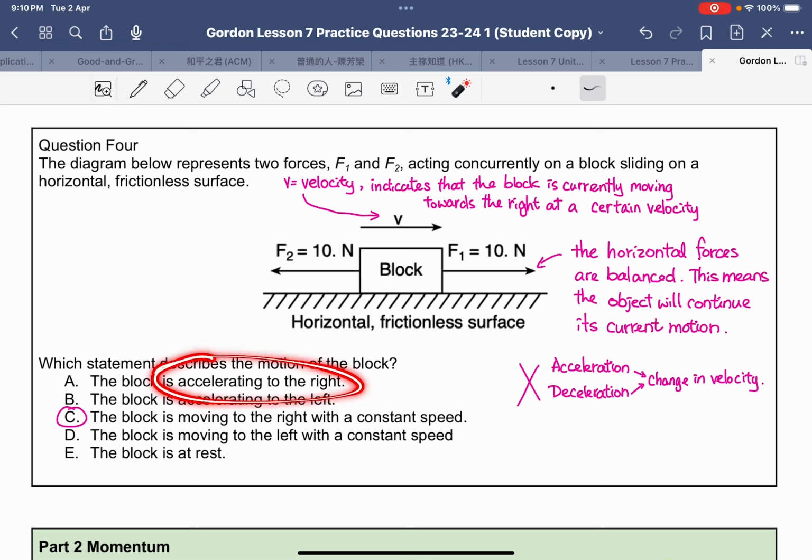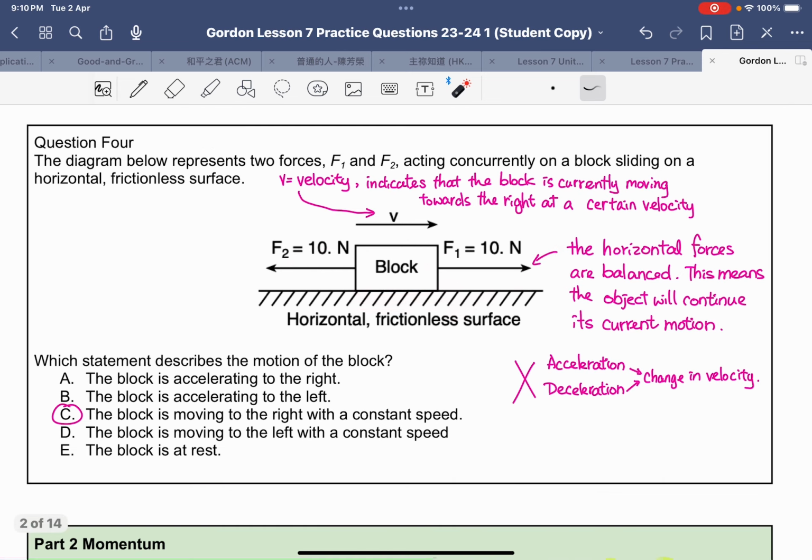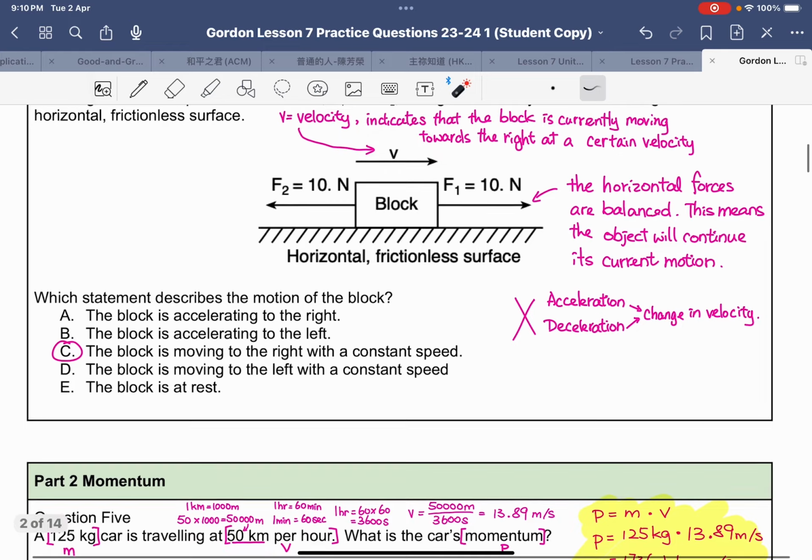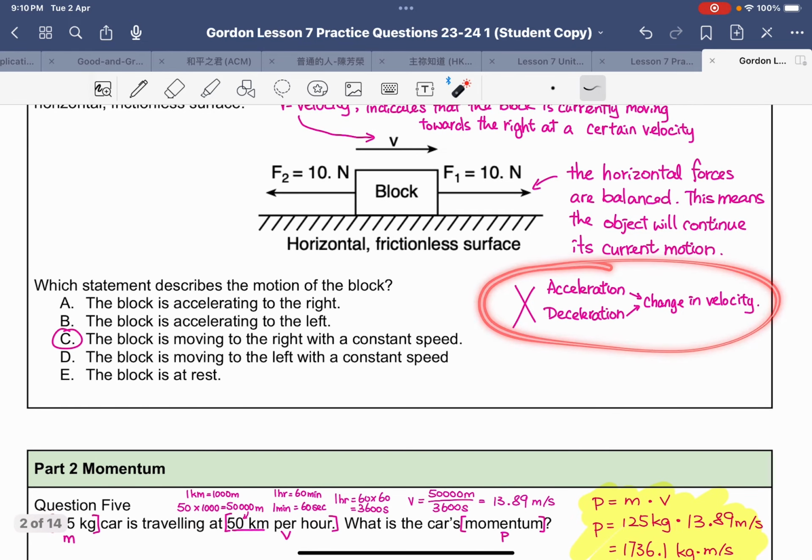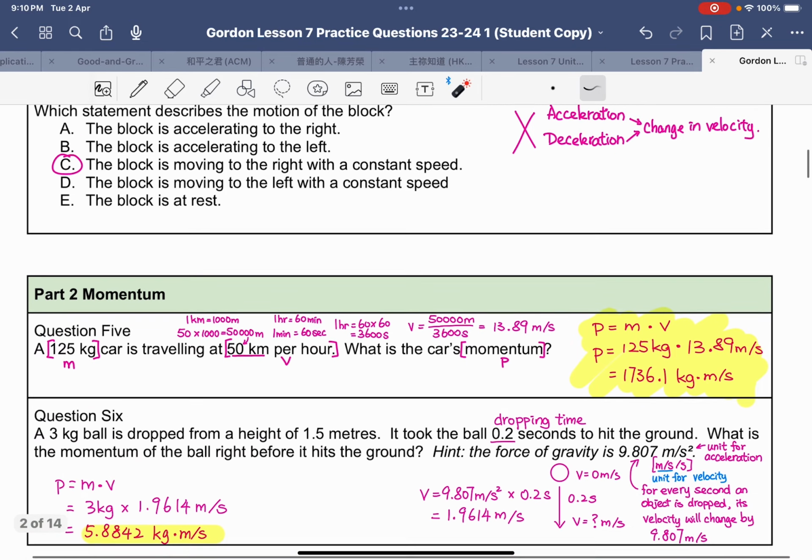If it was acceleration to the right hand side, what you'll see is a much larger arrow on this side and a much smaller arrow on this side. So the block will start to accelerate in this direction. But since the arrows are balanced, it is not acceleration or deceleration because velocity wouldn't be changing.